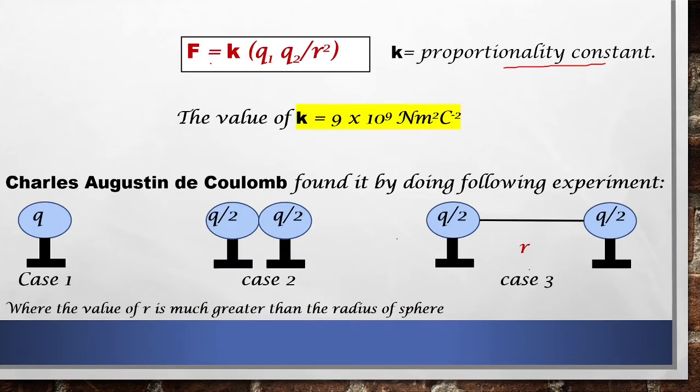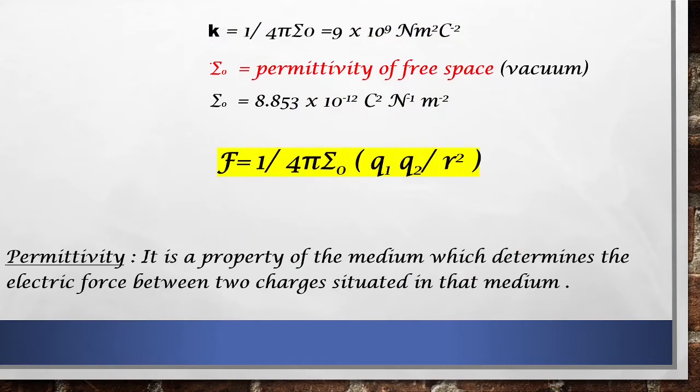In the last slide we talked about the value of K being equal to 9 into 10 raised to 9 Newton meter square Coulomb inverse square. This value of K can also be written as 1 by 4 pi epsilon 0, which has the same value, 9 into 10 raised to 9 Newton meter square Coulomb inverse square. Epsilon 0 is the permittivity of free space. What is free space? Free space is a place which is vacuum, and the value of epsilon 0 is 8.853 into 10 raised to minus 12 Coulomb square Newton inverse meter square inverse.